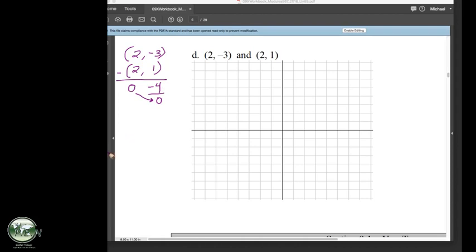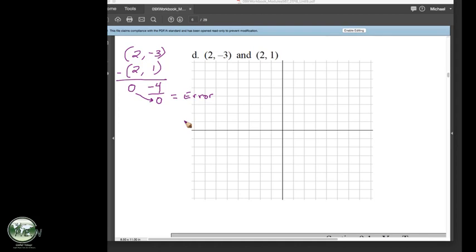What's negative 4 divided by 0? Can't do it. It's against the law. Because when you do it, what does your calculator say? Divide by 0, error. So this is, and I'm going to show you this one, what must this be? The last one was a horizontal line. Vertical. It's vertical because the x's are the same.